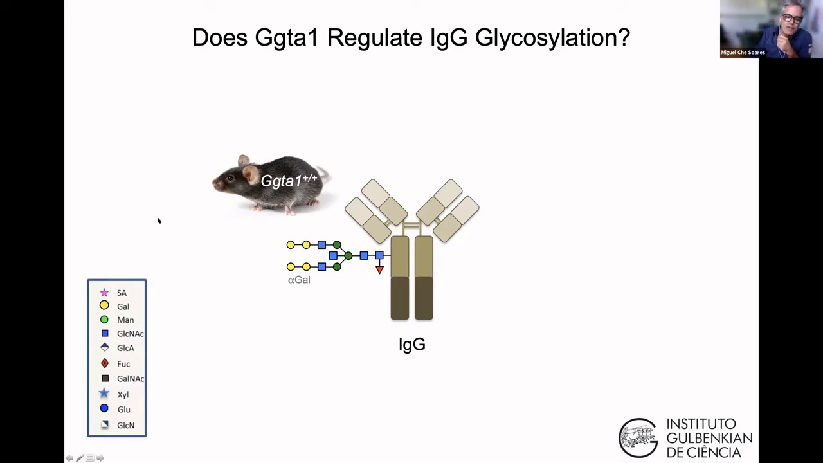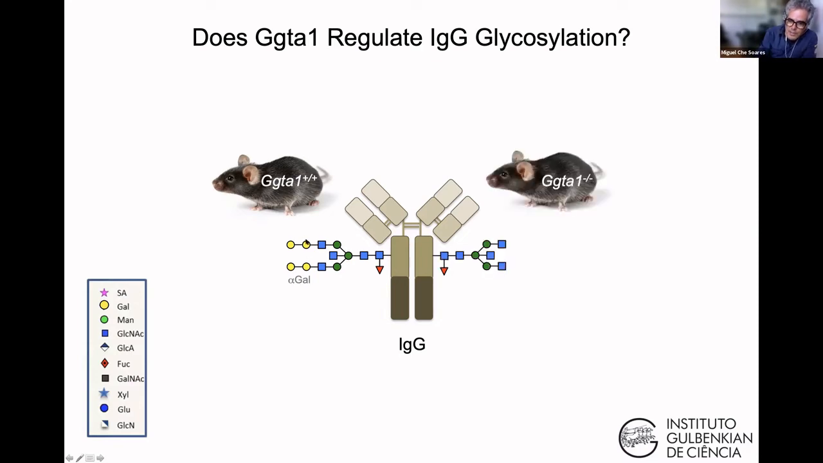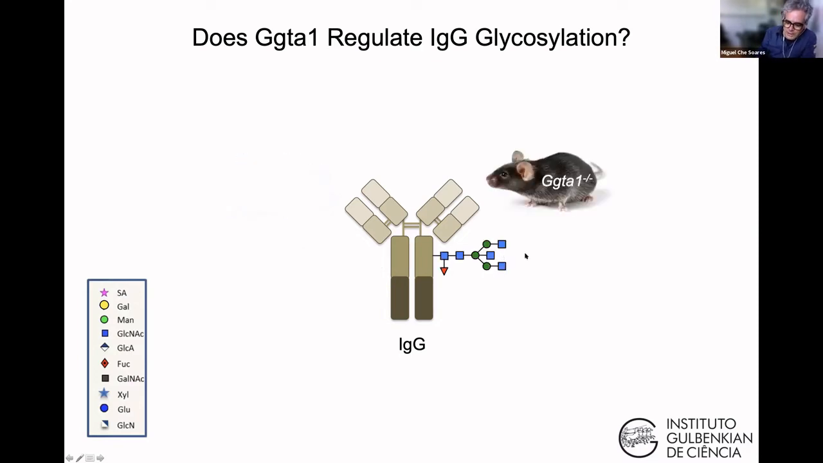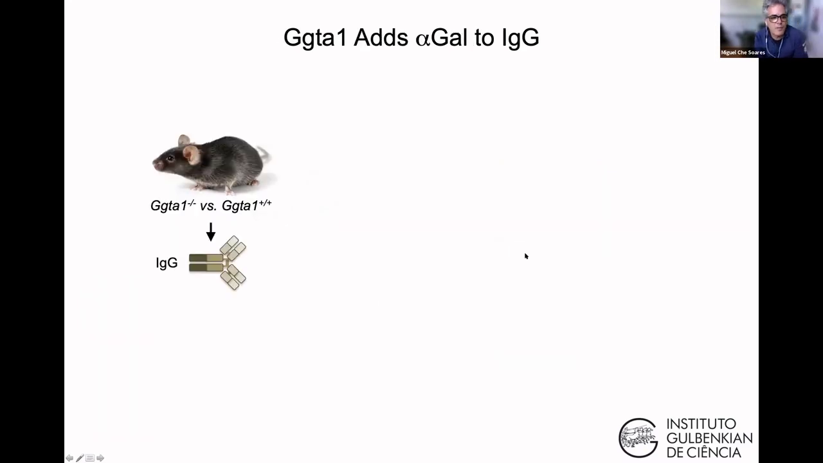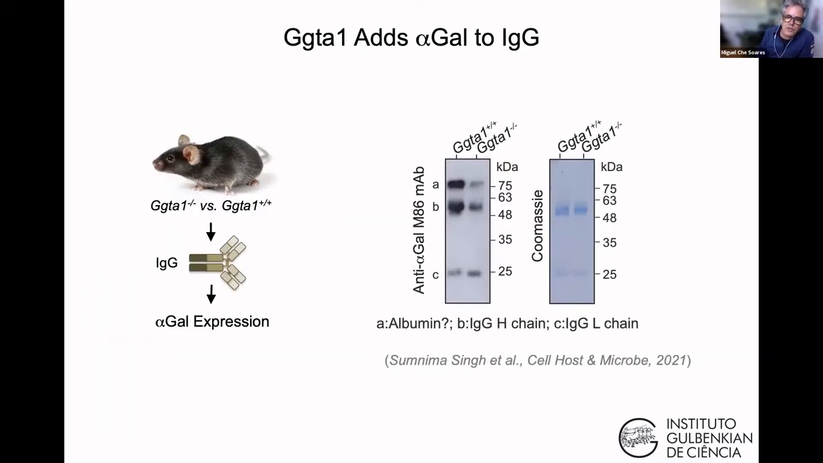So we became very interested in the structure of these biantennary glycan structures that fall into IgGs, including on gamma-2b. The hypothesis is that a wild type should have alpha-gal, but a knockout should not have alpha-gal here. So Nima actually purified the IgGs coming from the two genotypes. And indeed, we see alpha-gal being expressed.